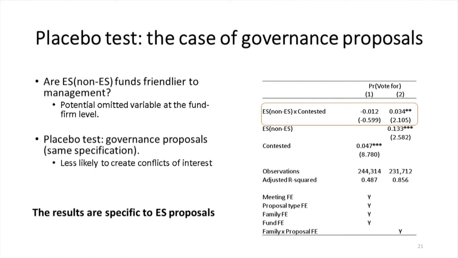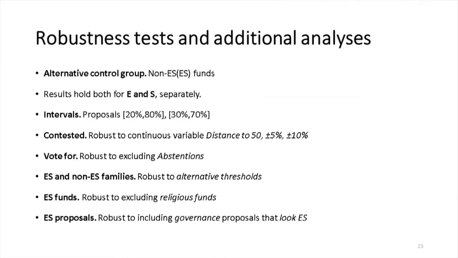Now we use governance proposals as a placebo. We don't find the result, and we even find the opposite coefficient, if any. We also find that the result is not something that all ES funds regardless of the family will do. Actually, when we use ES funds from non-ES families, we find the same strategic behavior. And we have a bunch of robustness tests that are very boring, so I won't bother.